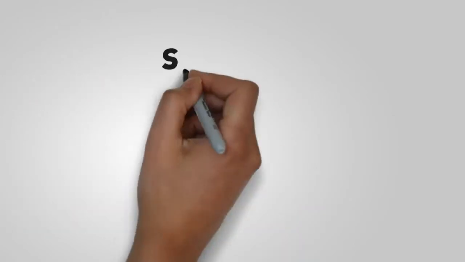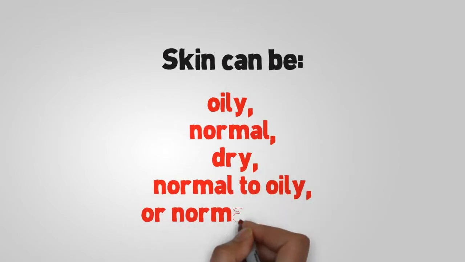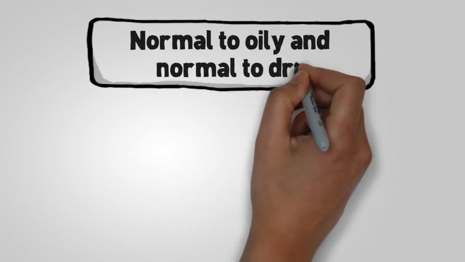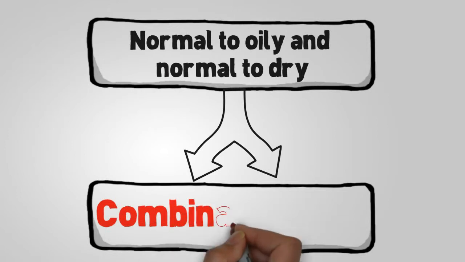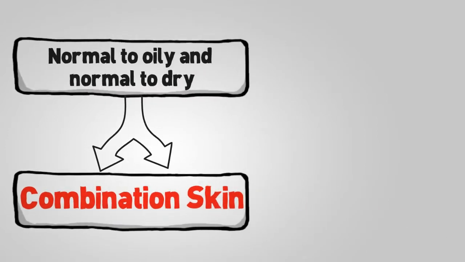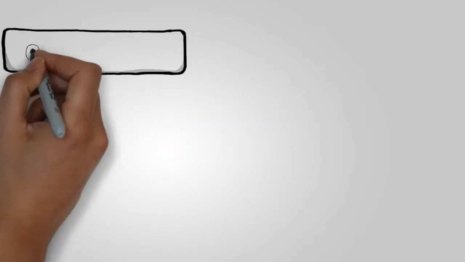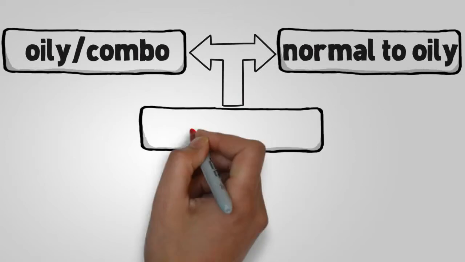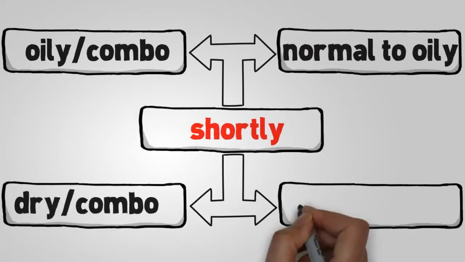Oil-wise. Skin can be oily, normal, dry, normal to oily, or normal to dry. Normal to oily and normal to dry usually refer to combination skin. So let's call it oily combo and dry combo respectively. We will consider the differences between oily combo and normal to oily shortly, and between dry combo and normal to dry.